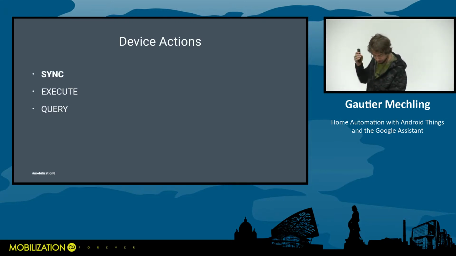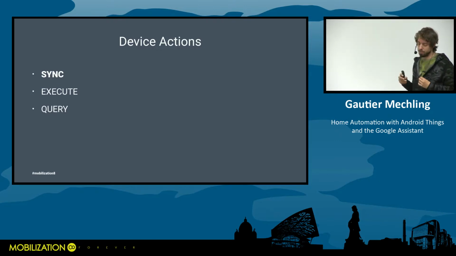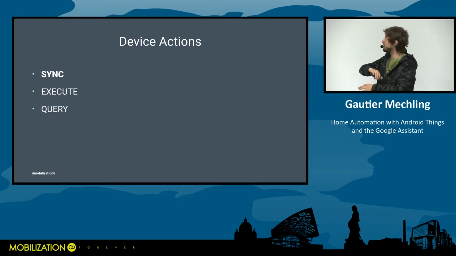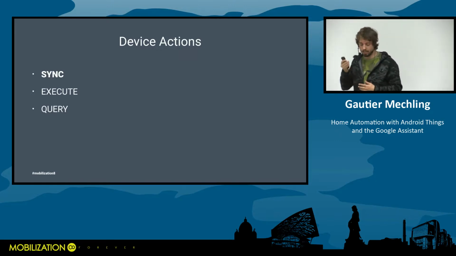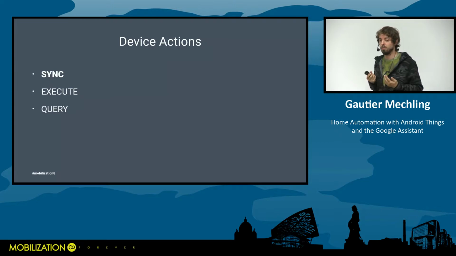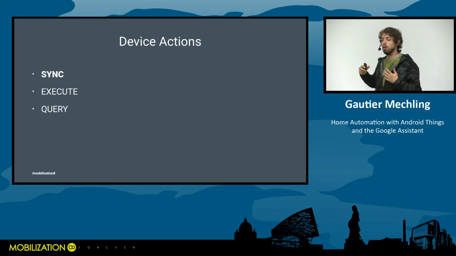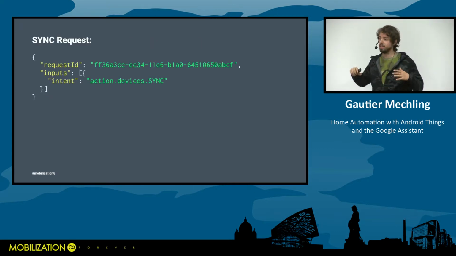Let's see the first one. So the first time the Google Assistant will call your web service, it will be to do what's called a sync action, to synchronize data. That's very important because the Google Assistant is not aware of which devices you have in your home. It cannot infer that you have a smart light bulb or a smart dishwasher or whatever possible. The Google Assistant does not know about that. So the first time it will query your web service, it's with a sync action to know which devices you have in your home, which devices it can control using the user's voice.